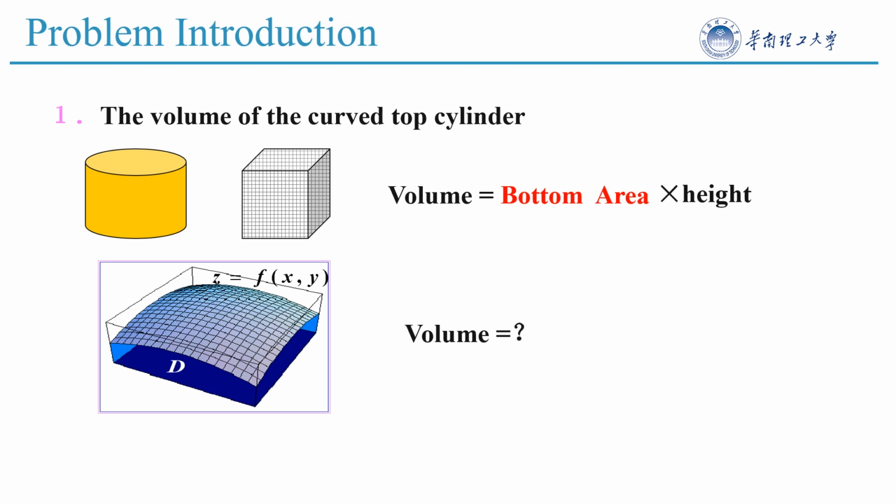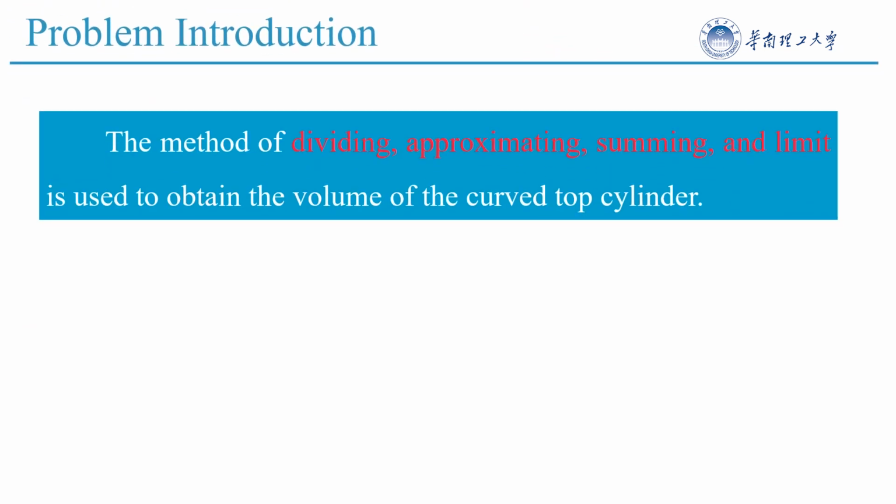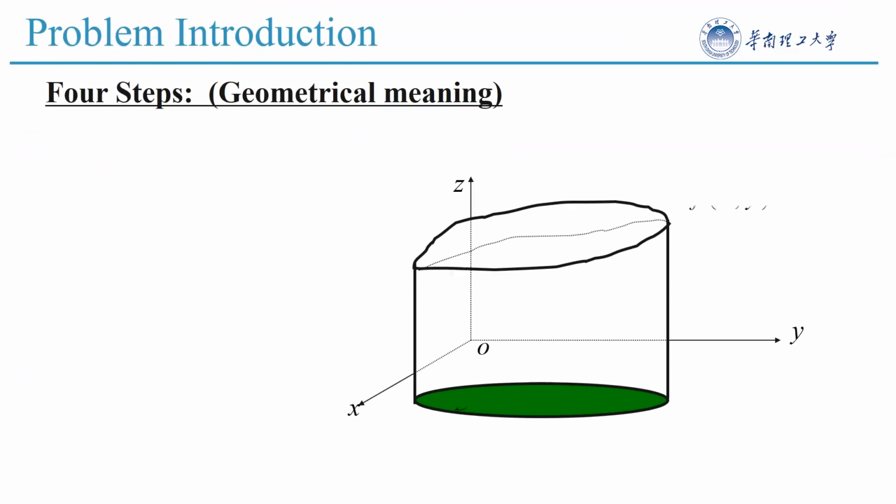Below the surface z equals f(x,y), and above the region D. In fact, the method of dividing, approximating, summing, and the limit is used to obtain the volume of the curved top cylinder. Now, let's analyze the 4 steps in detail.